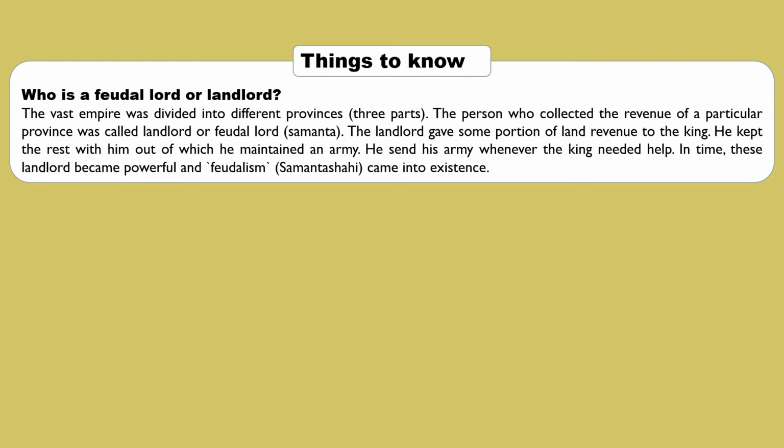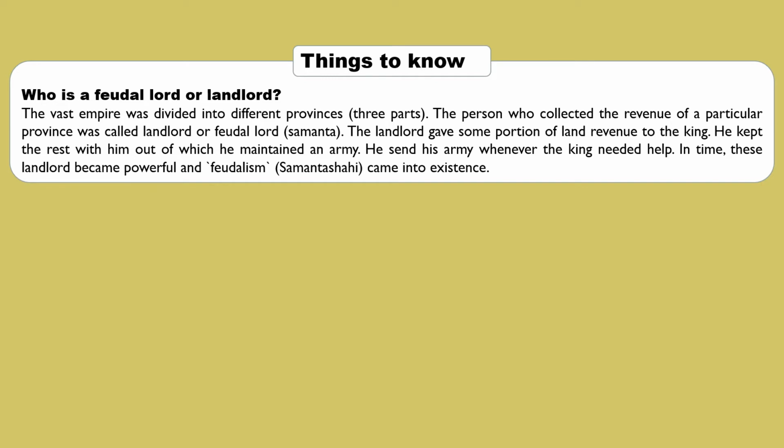For example, if we see Gujarat, children, Gujarat is not a small state, isn't it? From Veraval coastline till Navsari, that is the end of Gujarat, and then after Navsari, the Mumbai state begins. In Gujarat there are several cities, towns, and villages. In the same way, the vast empire of Kannauj, the North Indian part, was divided into three provinces. The person who collected the revenue of a particular province was called the landlord or the feudal lord, or he was also known as Samanta.